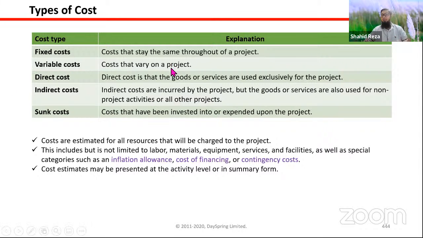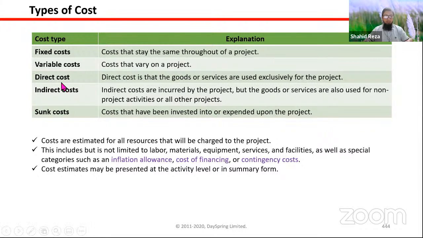Variable cost, as the name shows, is a cost that changes during the project life cycle. That is variable cost. For example, the labor cost or the material cost. So the cement cost or sand cost or rod cost can deviate frequently. So that is variable cost.